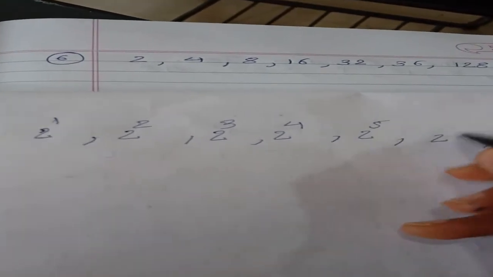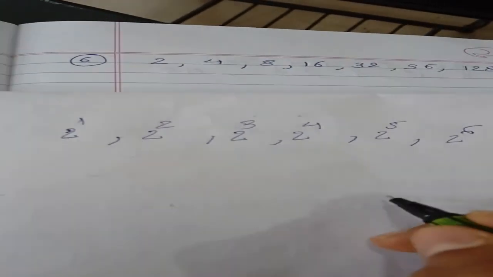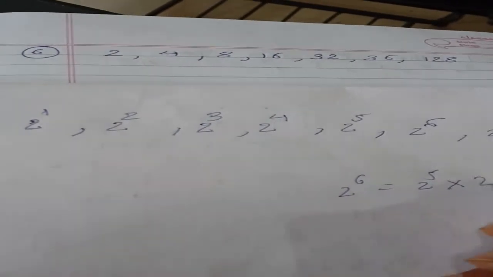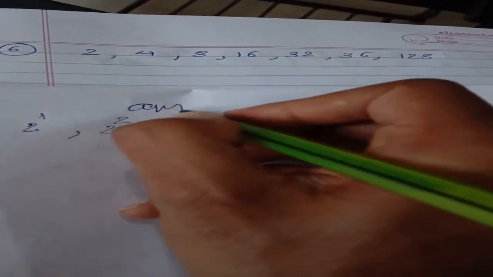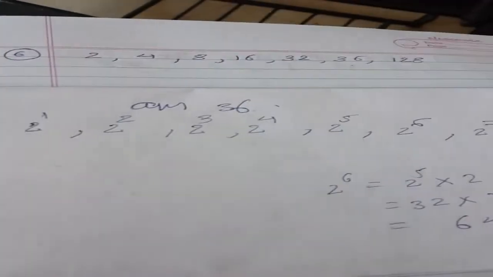So here it should be what? 2 raised to 6 and not 36. What is 2 raised to 6? 2 raised to 6 is nothing but 2 raised to 5 into 2. So what is the answer? The odd one out is 36. It should be 64 in place of 36. So what is the answer here? The odd one out is 36.